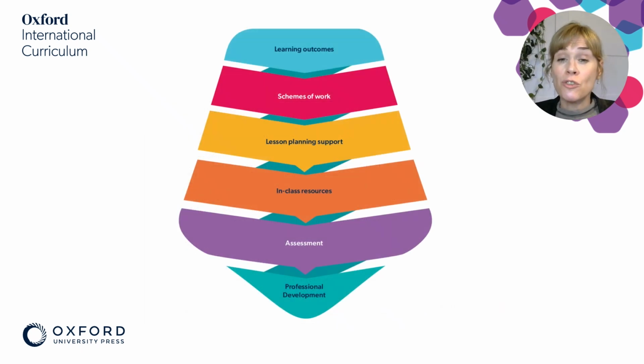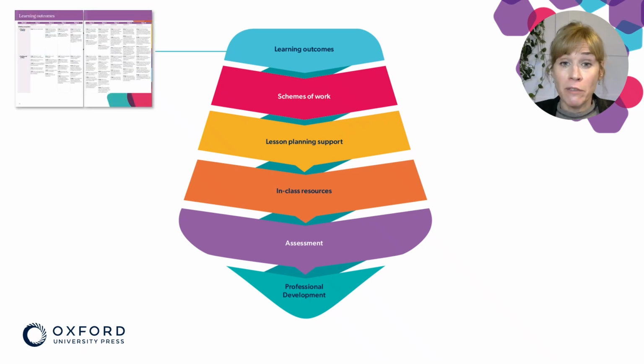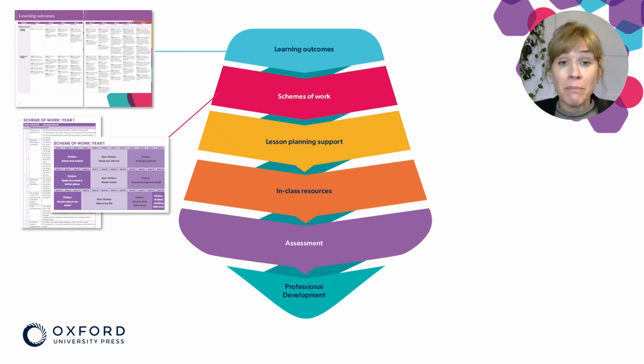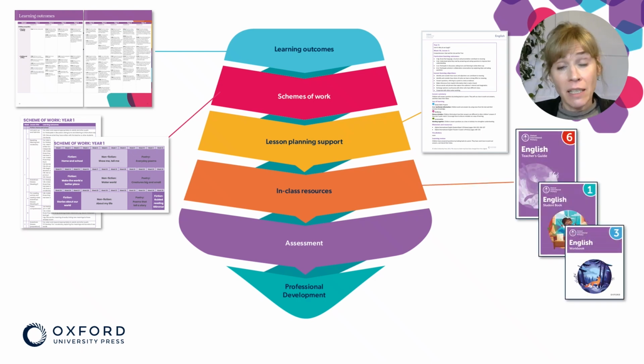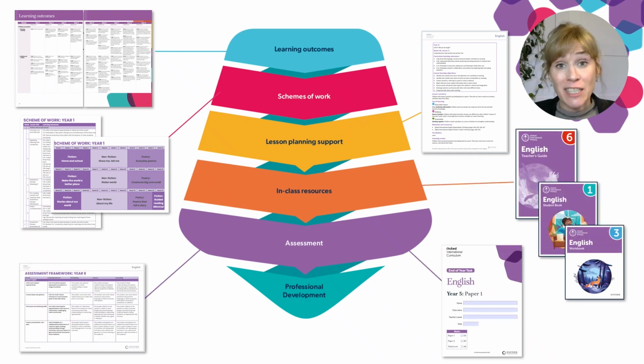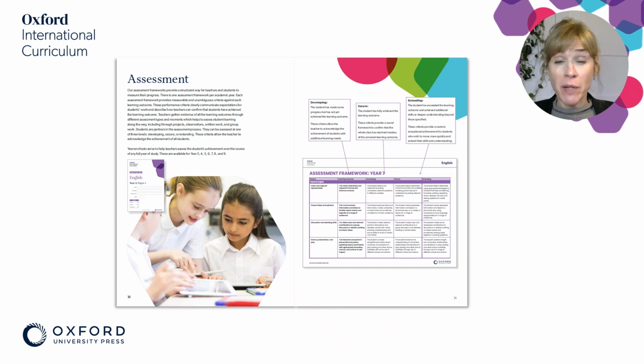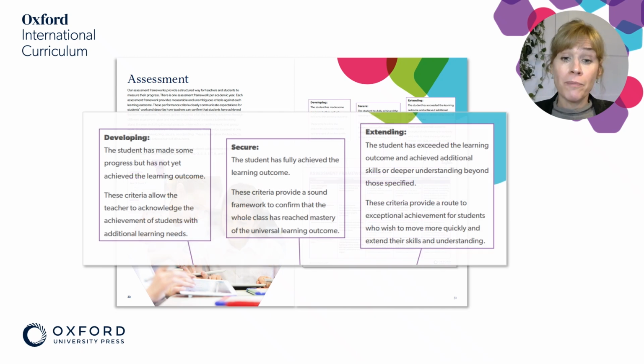So just to summarise the structure of the OIC for English, we have the learning outcomes mapped out in the curriculum overview with the subject guide for English. The scheme of work by lesson, week by week. The lesson overviews, the in-class resources, and finally assessment. There is a full assessment framework for formal and informal monitoring of outcomes. The framework describes three levels of attainment for each learning outcome, dividing it into developing, secure, and extending. Teachers can use these descriptors to assess students' levels of attainment.